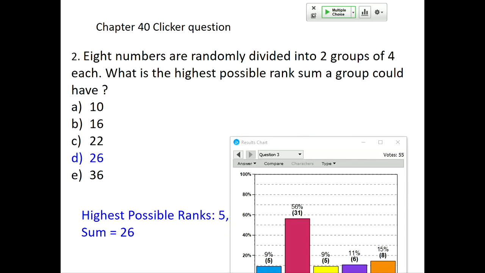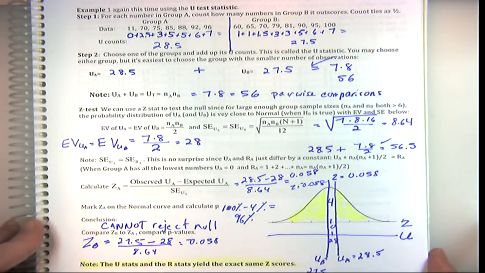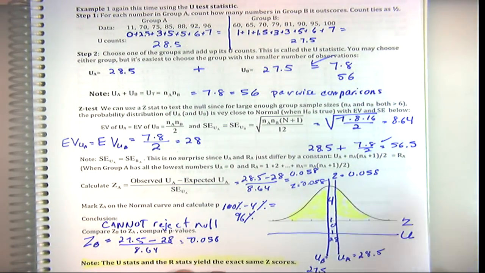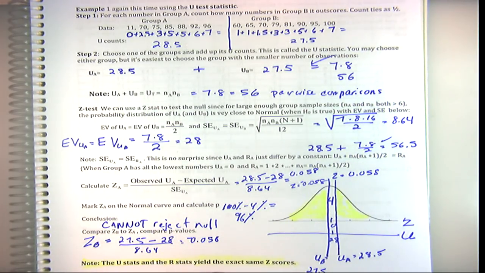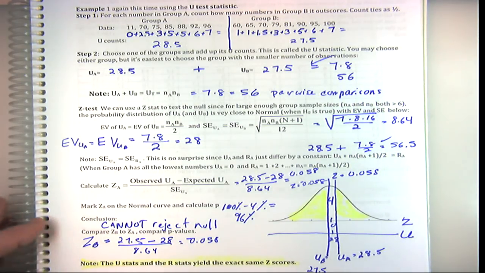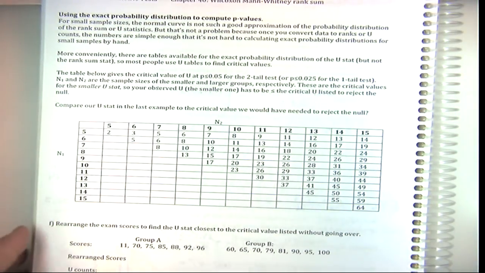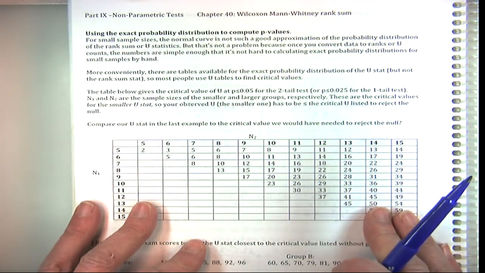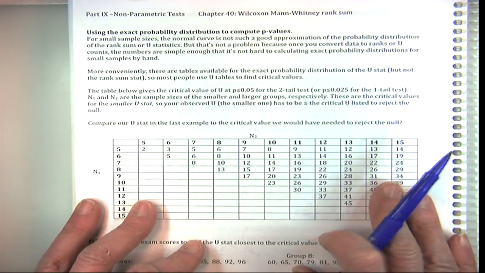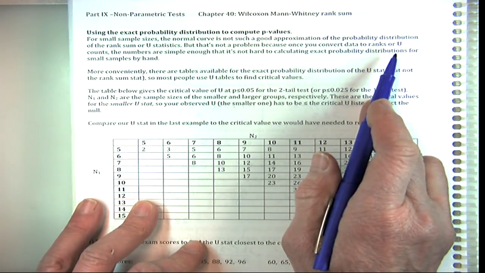Let's go back to our document camera. All right, for small samples, the normal curve's not such a good approximation, so you can use these exact probability distributions. And these tables are always in terms of U and not in terms of rank sum. But that's not a problem because you can convert data to ranks or U counts.